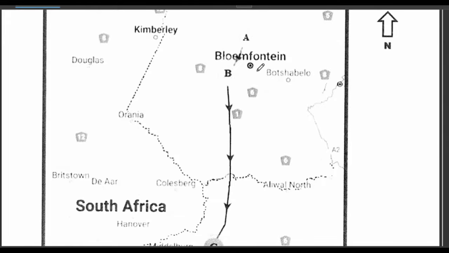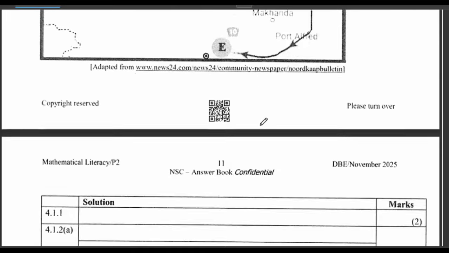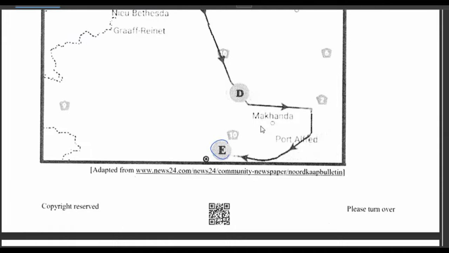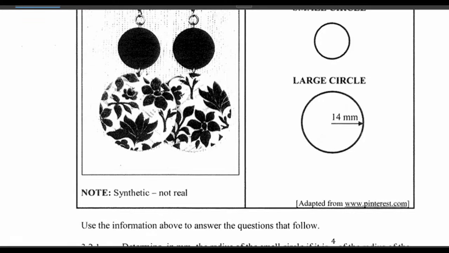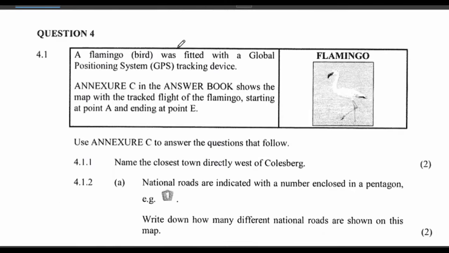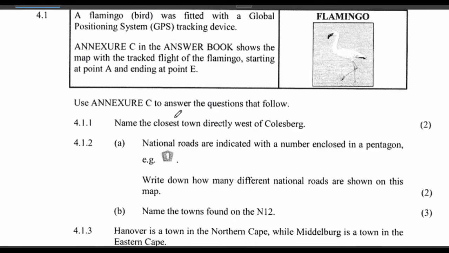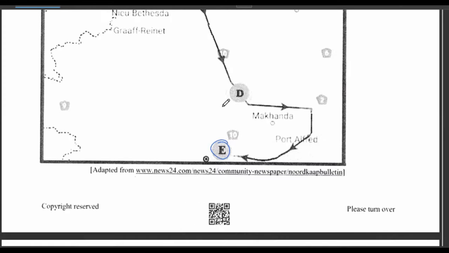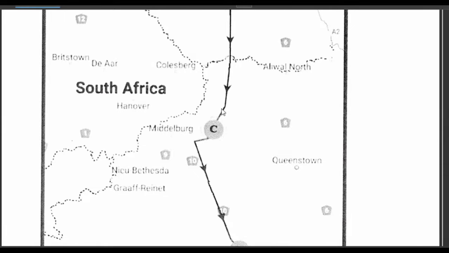So it started from A, then it ends at E. This is the end point. Anyway, let's start and see the question that they want us to do. The question says, name the closest town directly west of Kloosberg. So we come here and check. Kloosberg is here. Directly west, we have what? Daha.